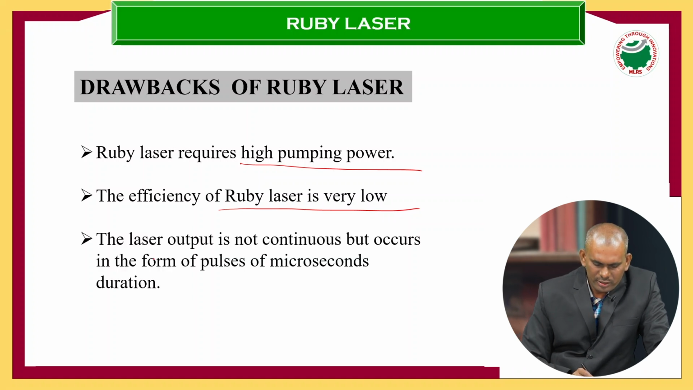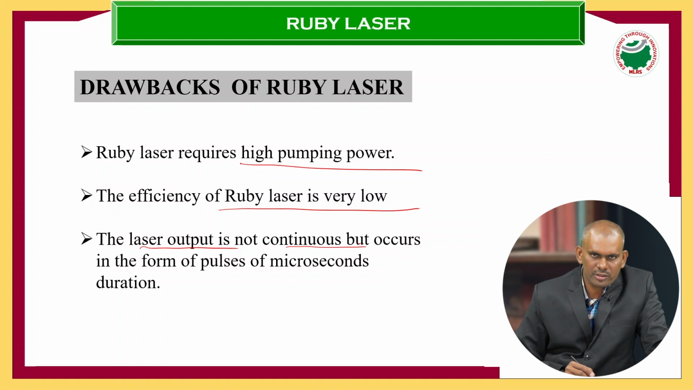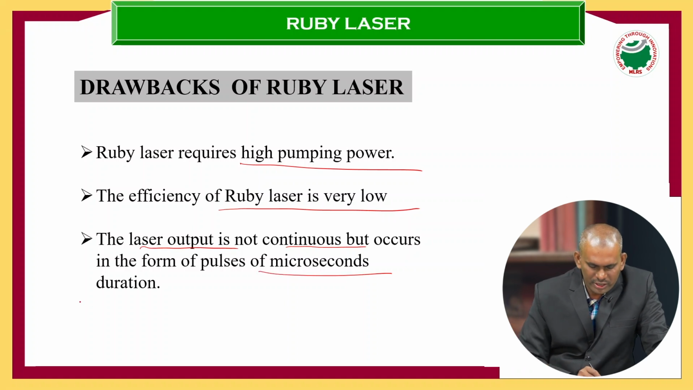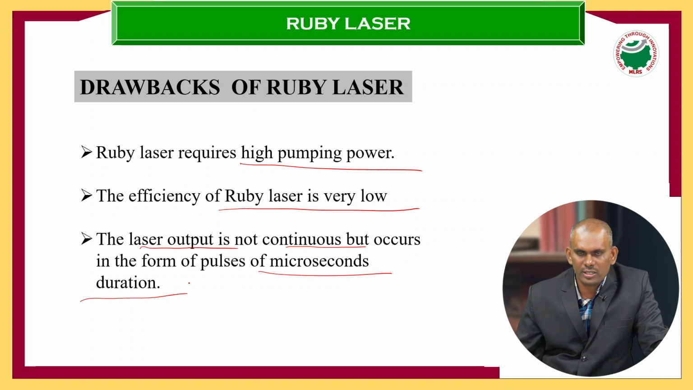The other one is that the laser output is not continuous. As I told you, the ruby laser works in pulsed mode, so it doesn't emit the laser beam continuously. Continuous laser output we cannot achieve in the ruby laser. Once a laser pulse is emitted, after some time delay another laser pulse comes out. Like that, the ruby laser emits in the form of pulses. That's why it is also called a pulsed laser source. After some microseconds another pulse will come out. So that is also one of the drawbacks of the ruby laser.